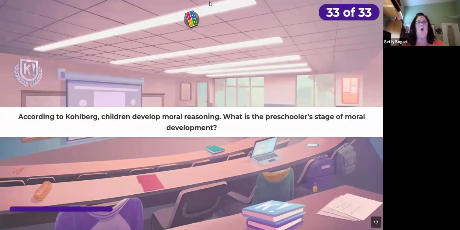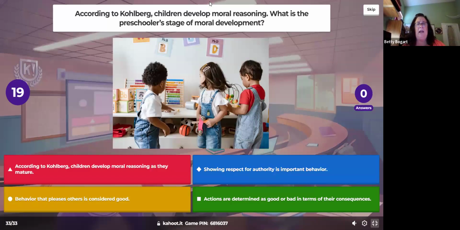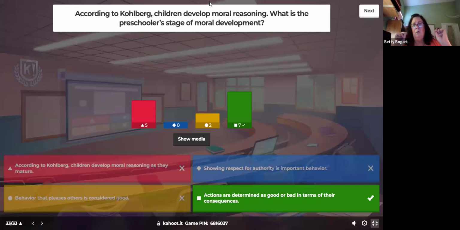And last question. According to Kohlberg, children develop moral reasoning. What is the preschooler stage of moral development? What did I tell you about Kohlberg? What is he all about? So Kohlberg is all about morality, right and wrong, good and bad. And preschoolers actually are reward and punishment, which is good and bad are the consequences. So good has consequences and bad has consequences. So it's reward and punishment.